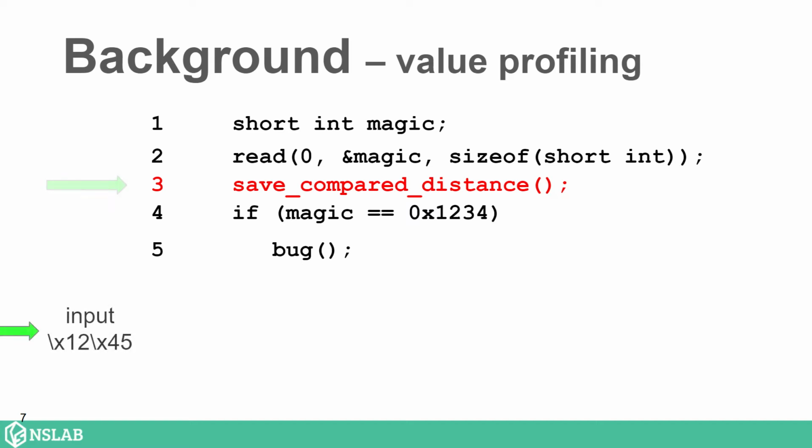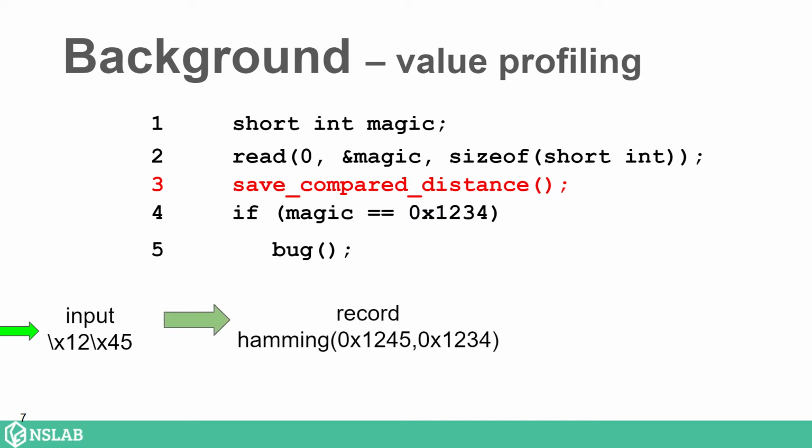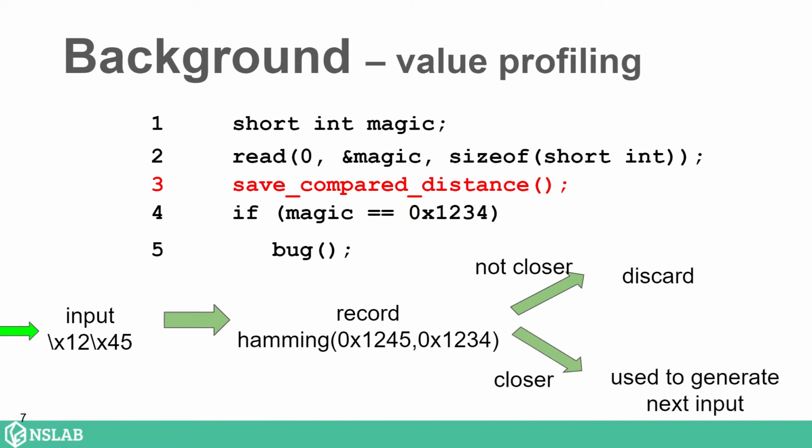For example, if we input hex 1245, then at line 3, it will record the Hamming distance between hex 1245 and hex 1234. After the fuzzing target exits, the fuzzer will check if the Hamming distance becomes closer compared with the previous input. If it does not become closer, then the input is discarded. If it does become closer, then this input may be used to generate the next input. With value profiling, the fuzzer can try to pass a hard branch condition progressively.